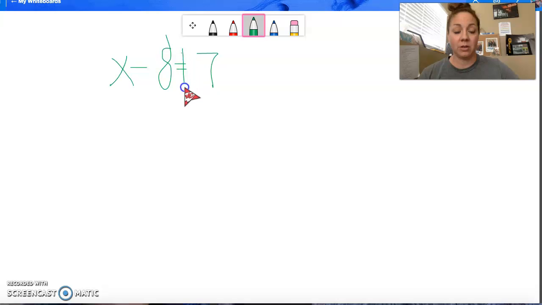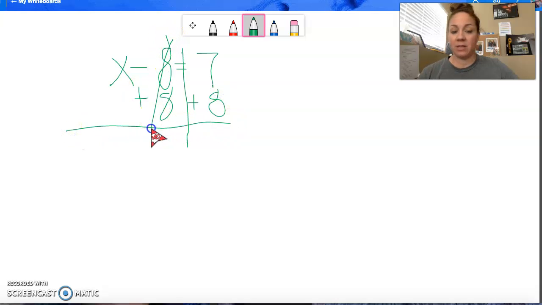So, like I did before, I'm going to split down the middle of my equal sign. This time, I need to add to both sides, and I'm going to add 8 to both sides because I need to get x all by itself. I need to isolate my variable. So 8 minus 8 gets you 0. They cancel each other out, so you bring down the x.